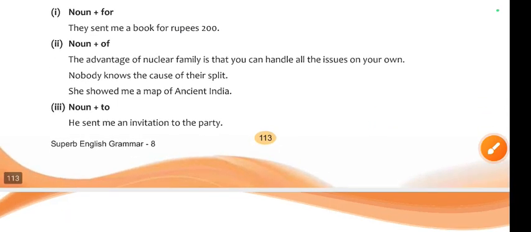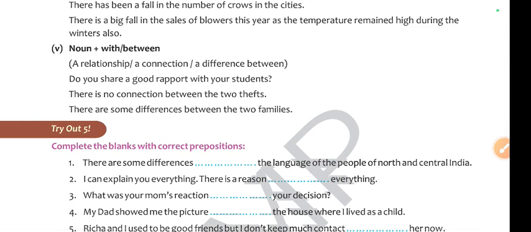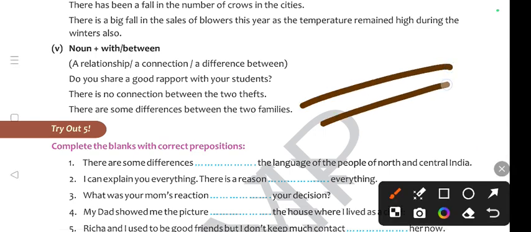Noun plus for, like they sent me a book for rupees 200. Noun plus of, like the advantage of nuclear family. Noun plus to, noun plus in. So there are some forms which you need to go through and understand.